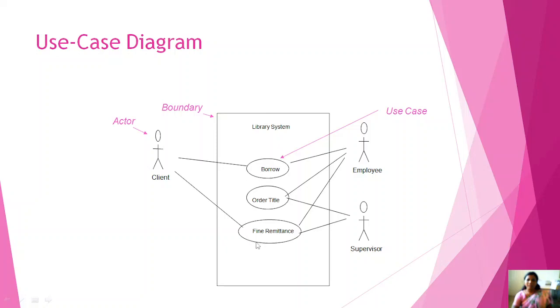Your library system is a system that acts in between the primary actor and the secondary actor. These primary actor and secondary actor are separated from the system by using a system boundary. So the rectangle shows the system boundary. So here the client is the primary actor.